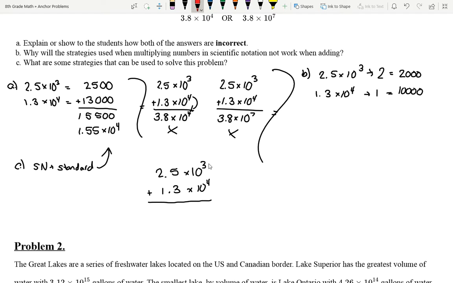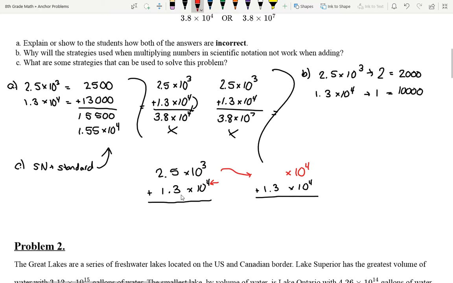And so looking at the 3 and the 4, what I like to always do is take and make these 10 to those match the largest exponent. I'd like to make it match the largest, so in this case 10 to the 4th. So I want to take this 2.5 times 10 to the 3rd and make it something times 10 to the 4th. I'm going to end up keeping the 1.3 times 10 to the 4th.